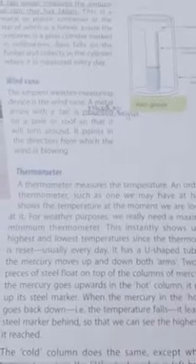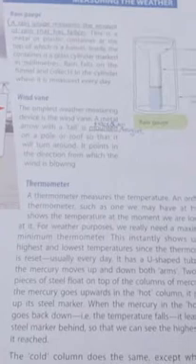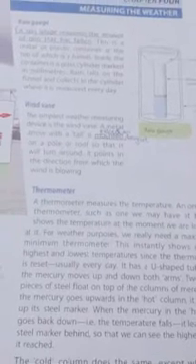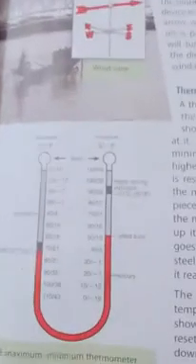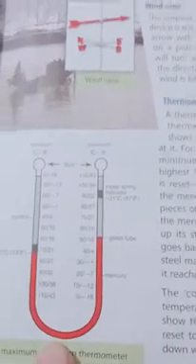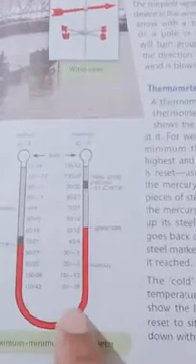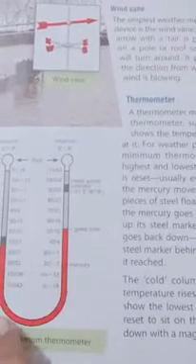Next is the thermometer. Now we have a thermometer at home, that is an ordinary thermometer, but this thermometer is not the ordinary one. It is used to measure the weather, to tell what the temperature is nowadays. You can see in the picture here, it is a U-shaped tube. On one side of it is written maximum and on the opposite side is minimum. It is used to measure the maximum and minimum temperature.